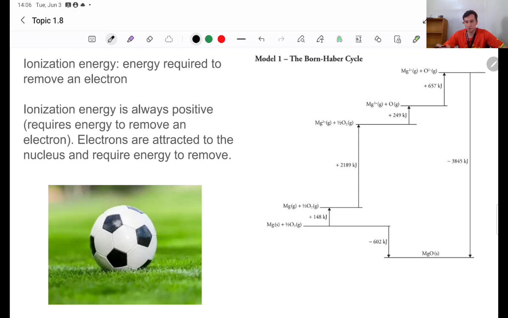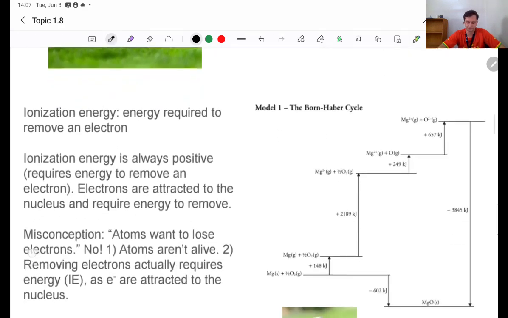Remember, Coulomb's law: things that are attracted to each other coming together is going to release energy. It takes energy to pull attracted things away, like gravity. If there's a ball on the ground, it's going to take energy to remove the ball and take it away from the ground. Electrons are attracted to the nucleus and therefore require energy to remove, always.